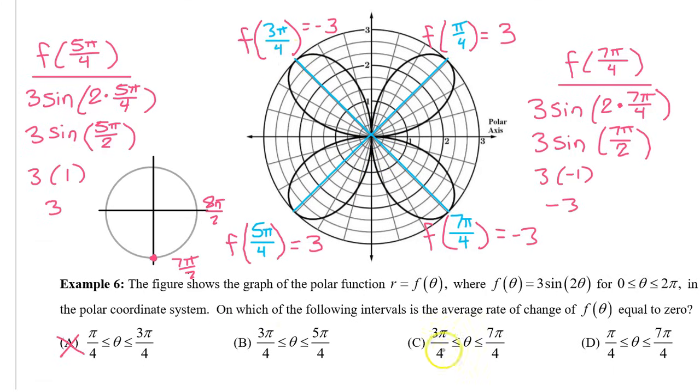Let's just look at each option one at a time. From 3 pi over 4 to 5 pi over 4, nope, those are not the same. From 3 pi over 4 to 7 pi over 4, that's from here to here, those are the same. The answer is C. And just glancing at D, from pi over 4 to 7 pi over 4, that's from here to here. These are not the same, so D is not the answer.